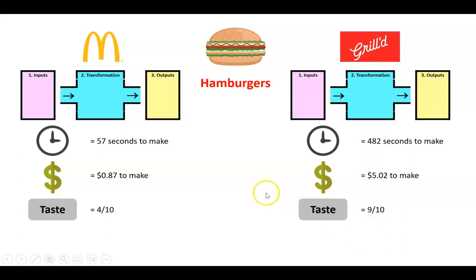So all we really need to know now is what those two terms mean, and that the business as an objective might want to increase efficiency, or it might want to increase its effectiveness, or it might want to do both at the same time.